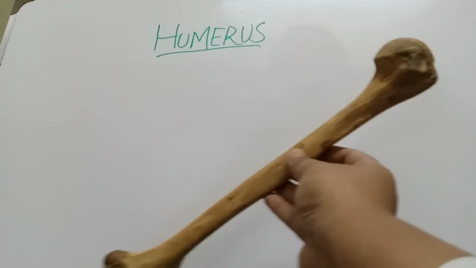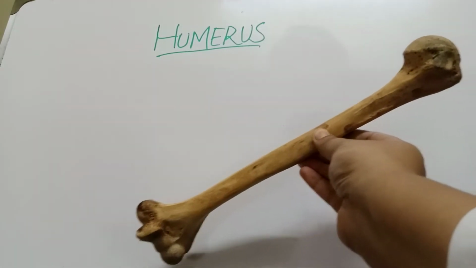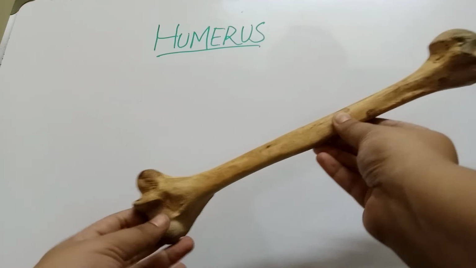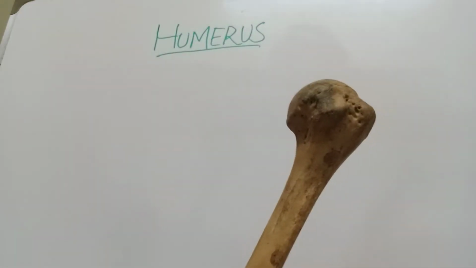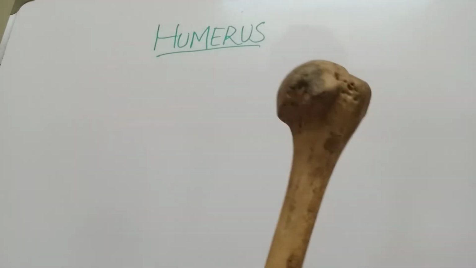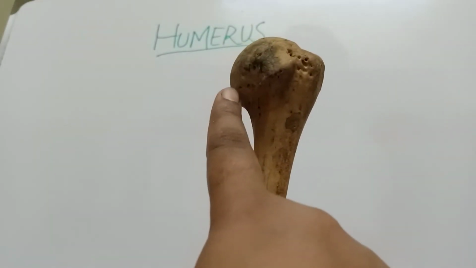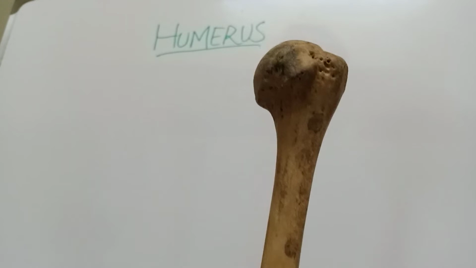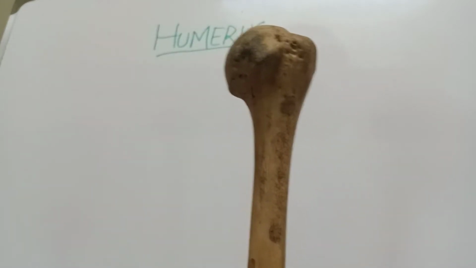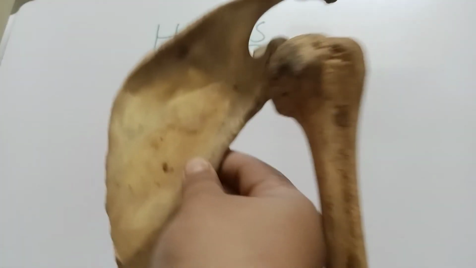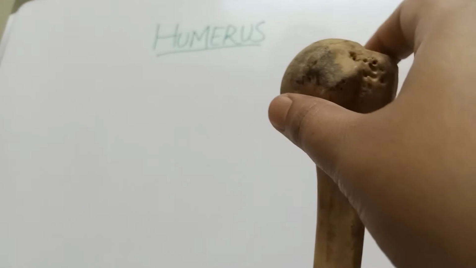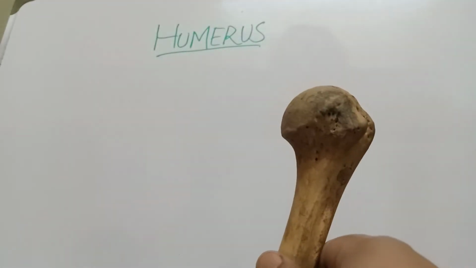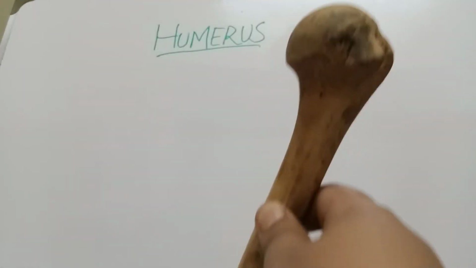The features of the humerus bone: it has two ends, the upper end, the lower end, and the shaft. First of all, we will discuss the upper end. The upper end has a head which is directed upwards, medially, and backwards, and it articulates with the glenoid cavity of the scapula. It is much larger than the glenoid cavity of the scapula. It articulates with the glenoid cavity of the scapula and forms the shoulder joint.